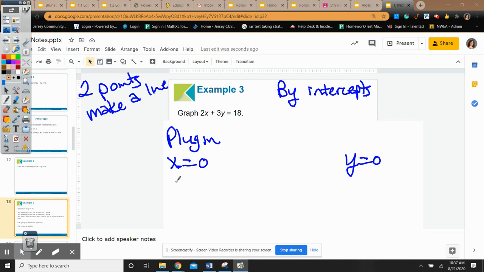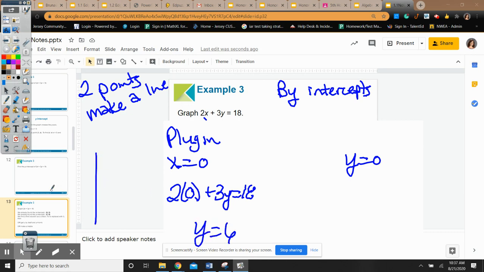So if I plug in x equals 0 here, eventually you wouldn't even have to write it. You would just see that it would drop out. This piece is going to drop out. Plus 3y equals 18. We already did this. So y is 6. So one of the points would be over 0, up 6.